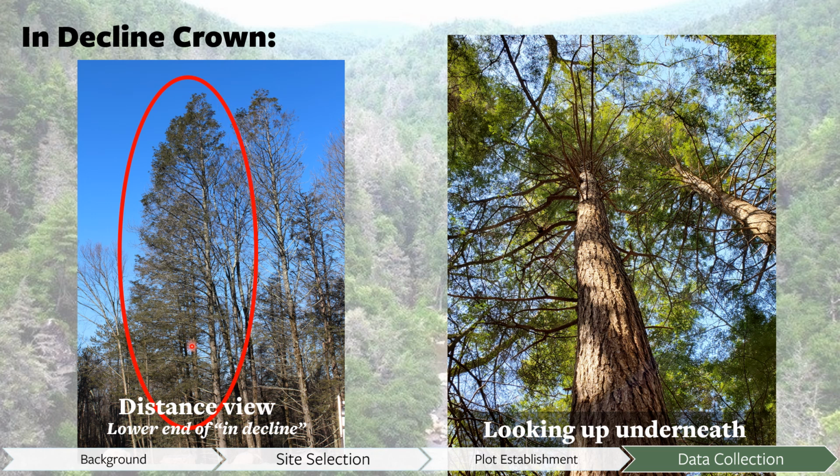On the lower end of this in decline category, you would look at the tree in the photo on the right. Here you can see there's a grayish tinge, a grayish cast to many of the needles, but there are still quite a few needles present on that tree.